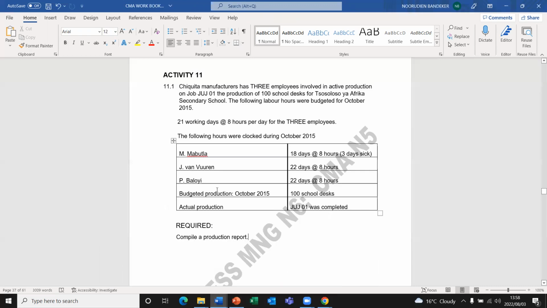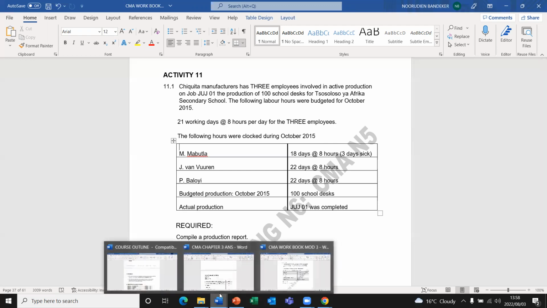Now we must compare that to the actual labor hours worked by, in this case, 3 employees. 1 person worked 18 days and 2 people worked 22 days. Now this person that worked 18 days, he was off for 3 days sick. Now, as you can see, they were supposed to work 21 days. These people worked 22 days, so they picked up the days that he was not productive.